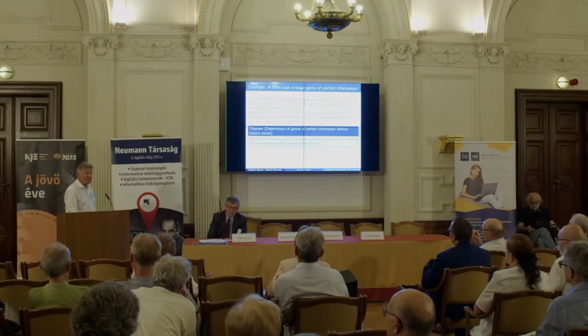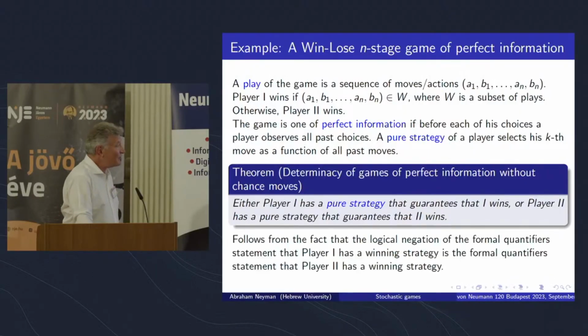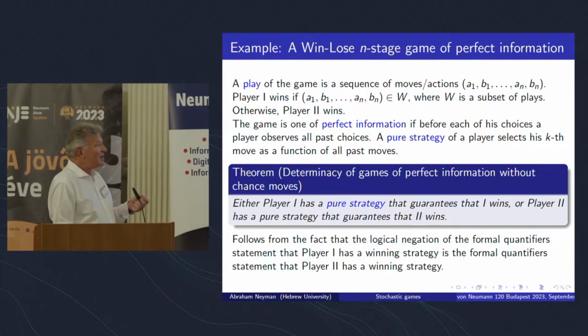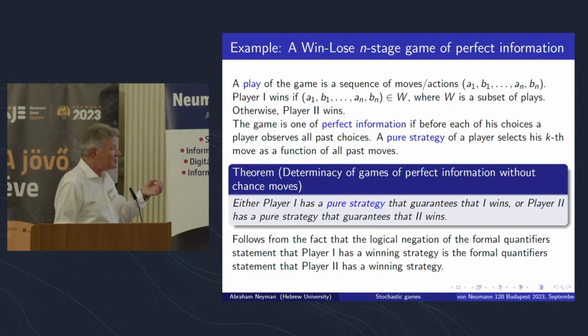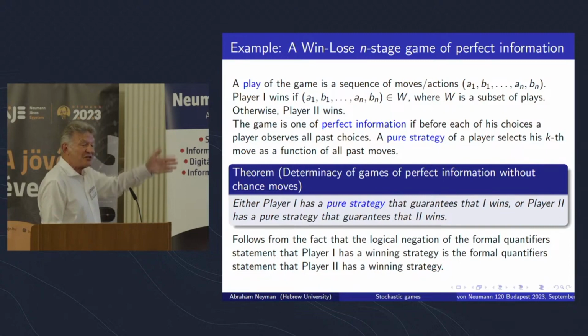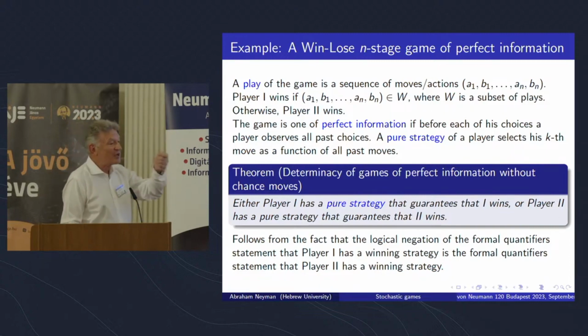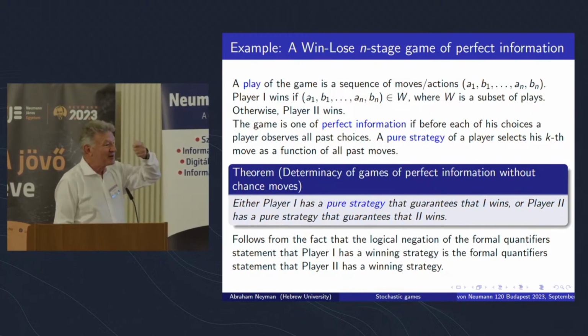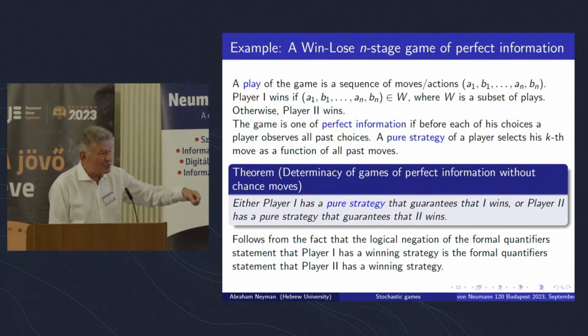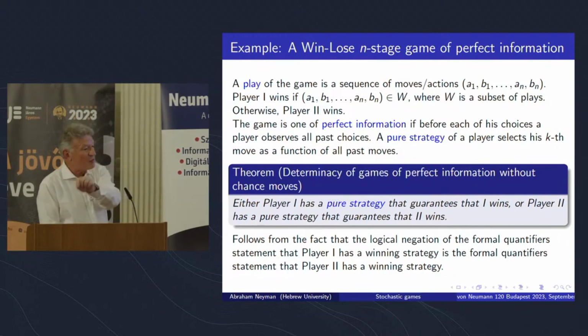And for the mathematicians, you have a trivial proof of this theorem, because it follows from the fact that the logical negation of the formal quantifier statement that player 1 has a winning strategy is the formal quantifier statement that player 2 has a winning strategy. Because what is the formal statement that player 1 has a winning strategy? That there exists a first move, such that for any reply of player 2, there exists a second move of player 1, such that for every, and so on, such that the sequence is in the set W, a win for player 1.